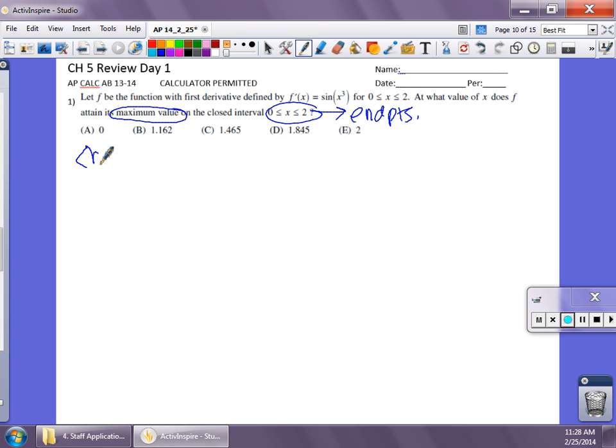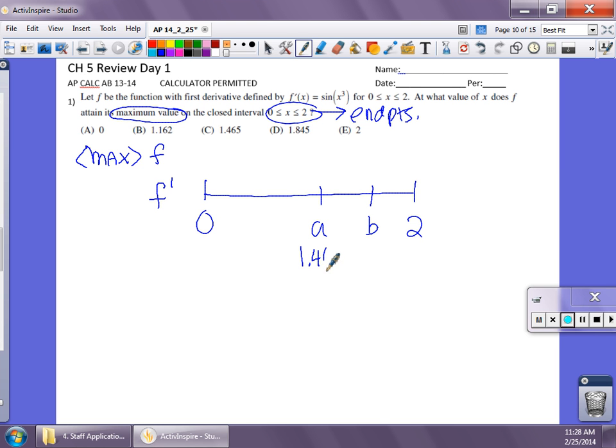Because I'm guessing you're asked to find a max of f, which means whose sign chart am I making? F prime sign chart, which is the function you're given. Your sign chart from 0 to 2 had 2 intercepts. This one was a 1.465, thank you. 0, 0. This was plus, this was minus, this was plus. So, left endpoint is a minimum. There's my max. There's a min. There's another max. So this is a max, and this is a max.